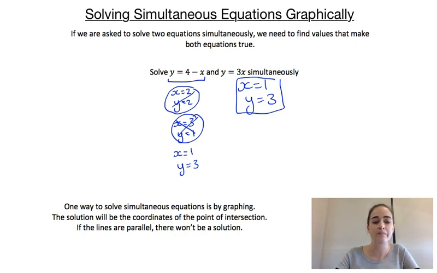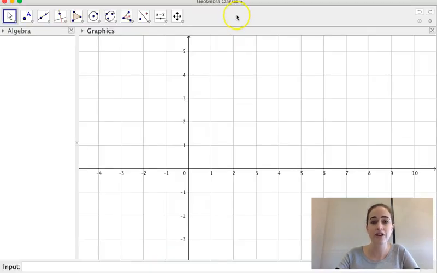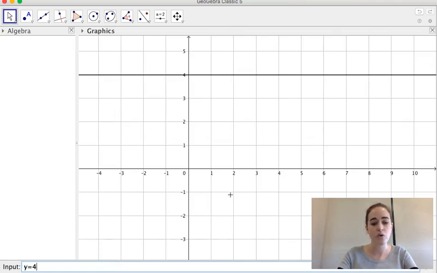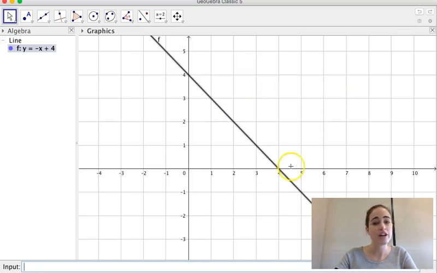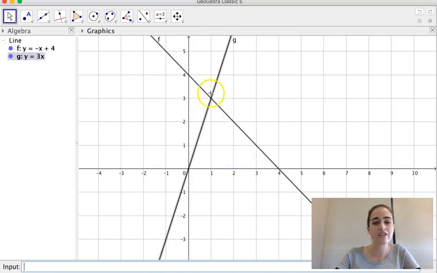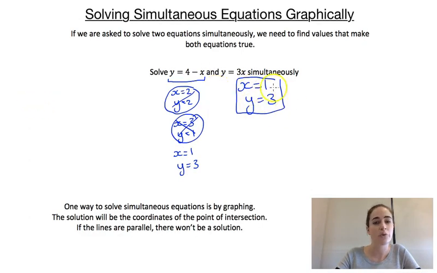Let's have a look at what that means if we pull up some graphing software. If we type in our first equation, y = 4 - x, that's that straight line there. And our second equation was y = 3x, which is that equation there. You can see that the point where they cross has an x coordinate of 1 and a y coordinate of 3. We can put our point on there, and it reads off (1, 3) as the point of intersection. So our solution is x = 1, y = 3, which is what we had.